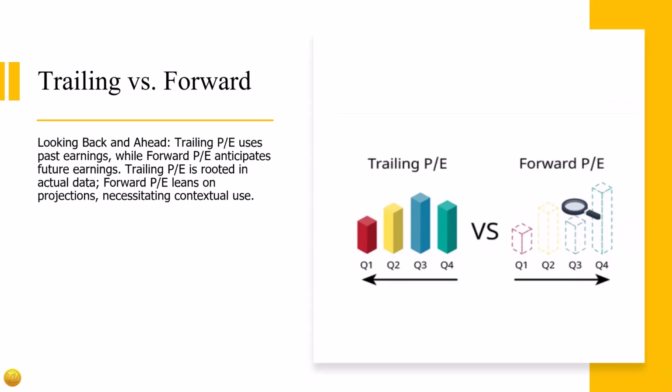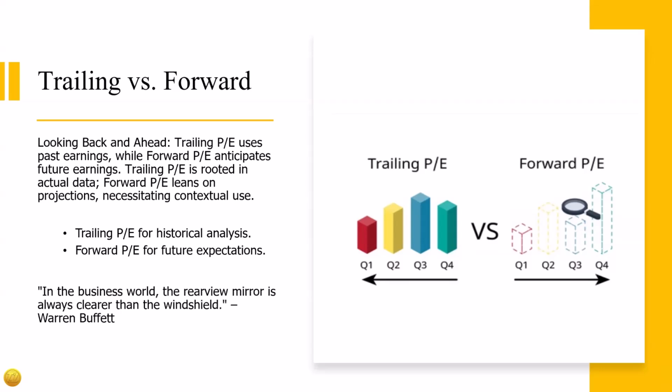Now, there are two types of PE ratios. There is the traditional trailing PE ratio that most investors are most commonly used to, and there is the forward PE ratio that takes into account future growth expectations.